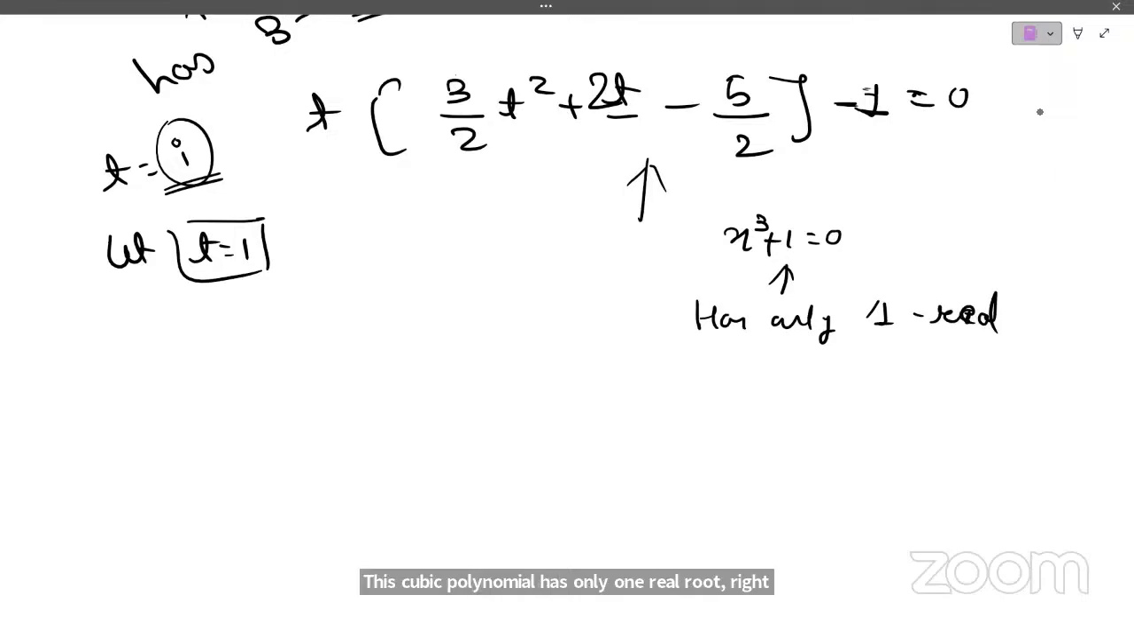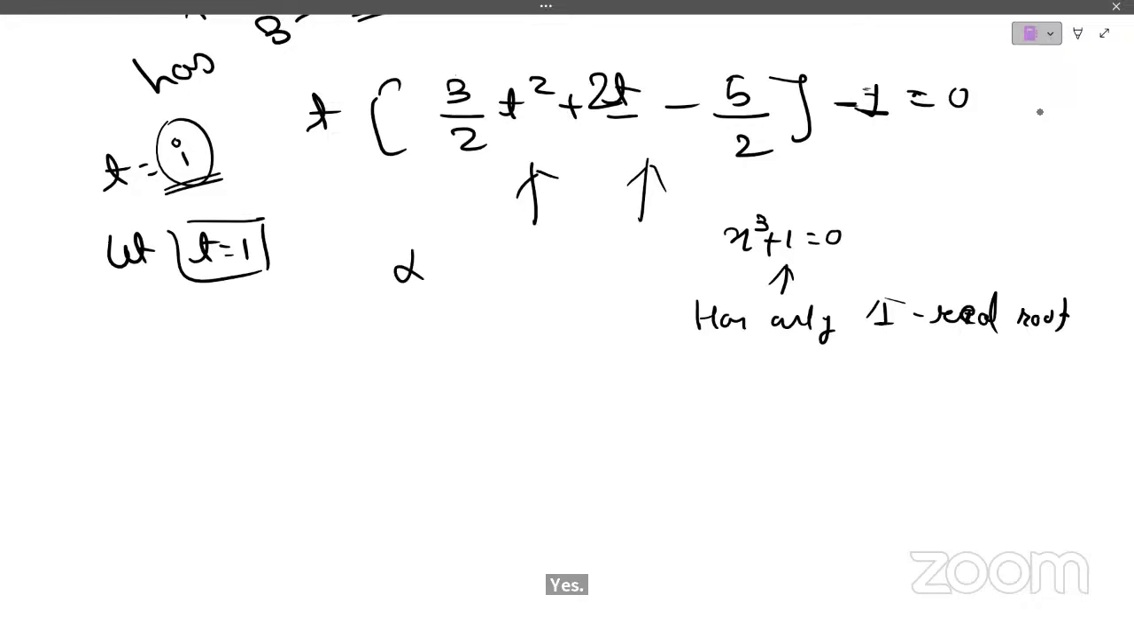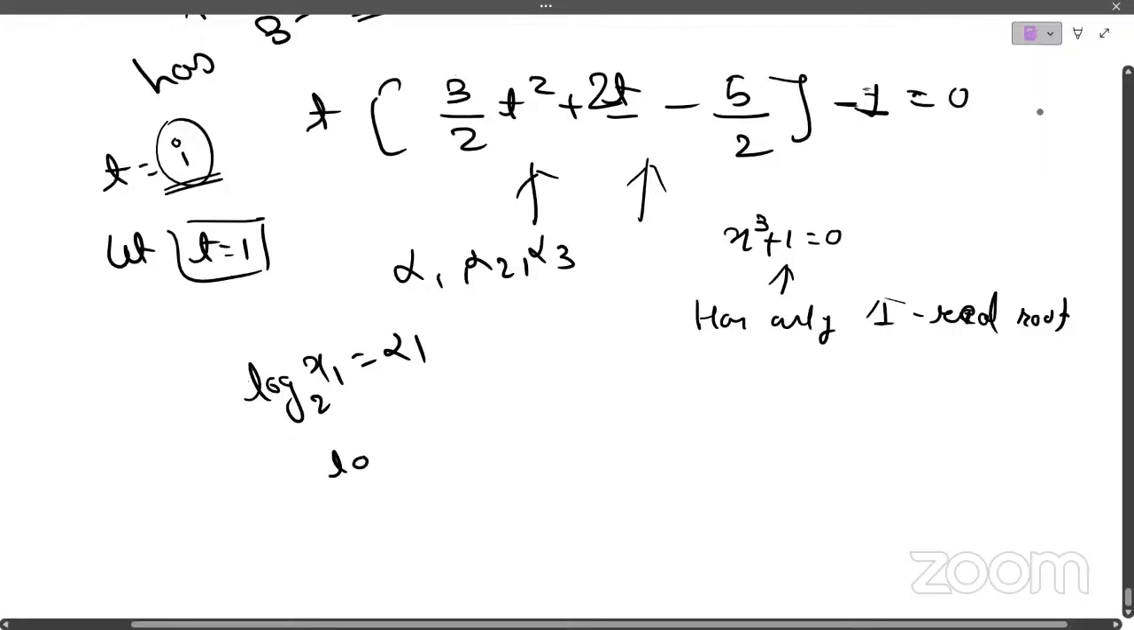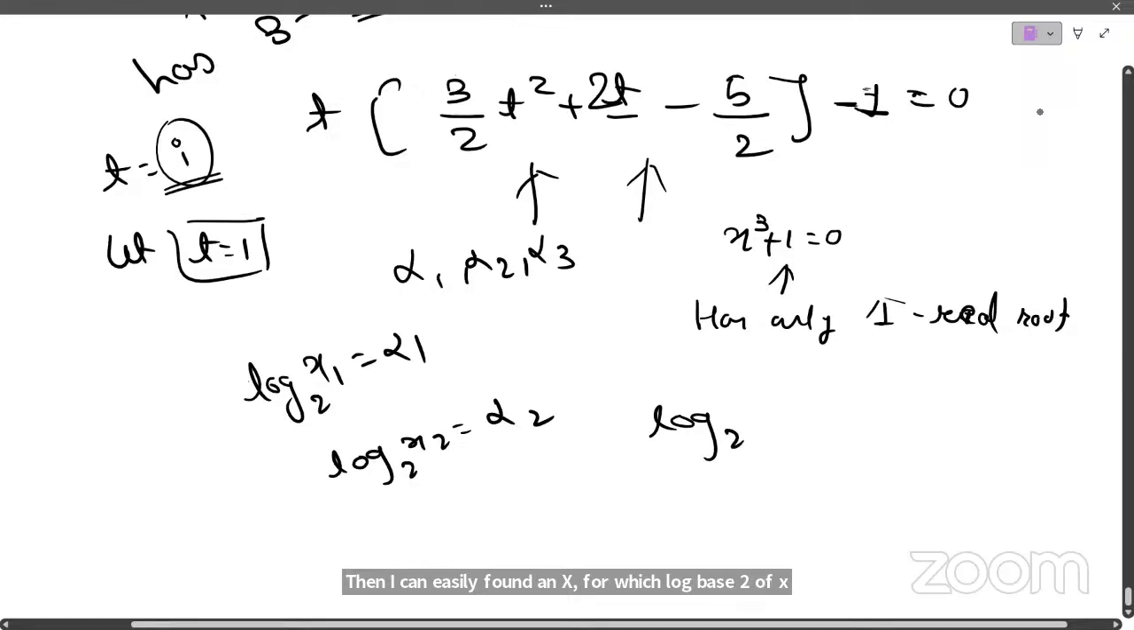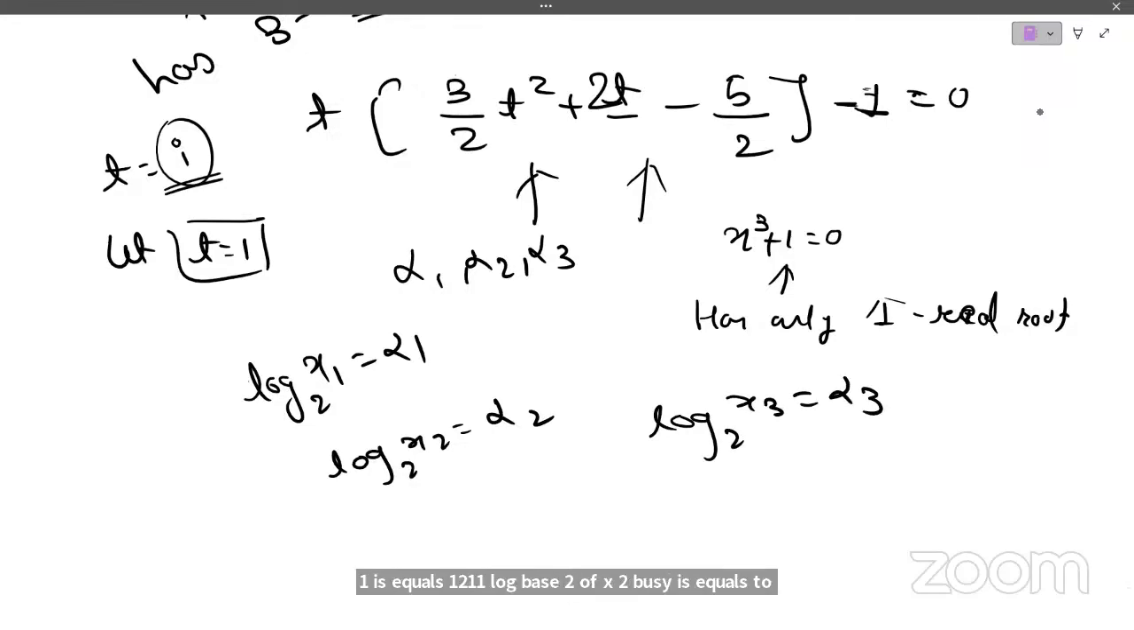Yes, sir. So if we get 3 real roots, suppose alpha 1, alpha 2, alpha 3 for this polynomial, then I can easily find an x for which log base 2 of x1 is equal to alpha 1, log base 2 of x2 is equal to alpha 2, and log base 2 of x3 is equal to alpha 3, right? If we get 3 real numbers, this fact is clear because log takes the whole range, right? I mean, the range of logarithm is the whole real numbers, right?